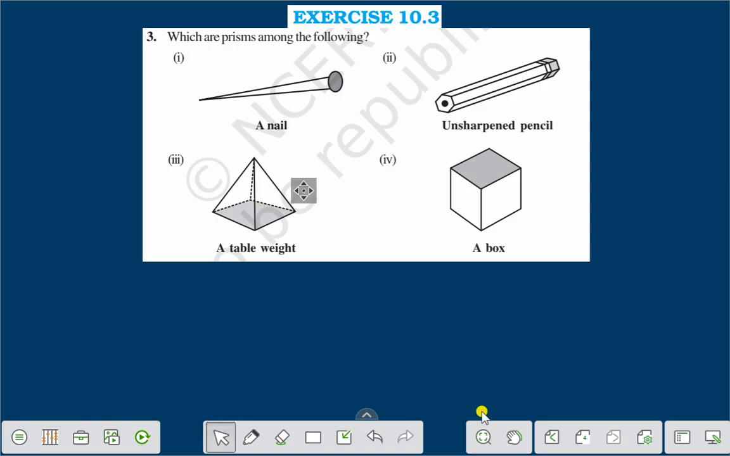Hello everyone, today I shall discuss exercise 10.3 question number 3. Which are prisms among the following? Let us solve. Now here you see this is a nail, number 1.